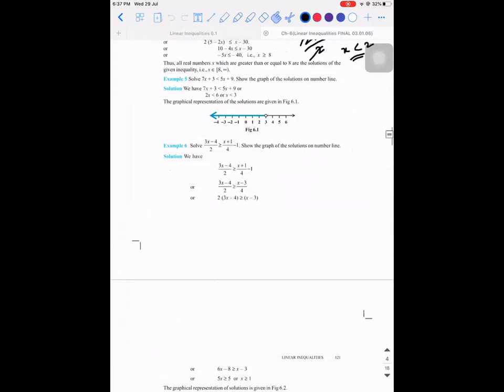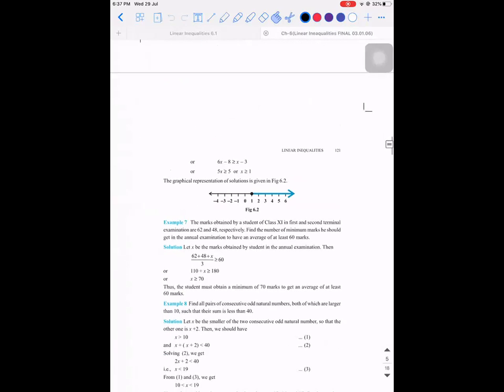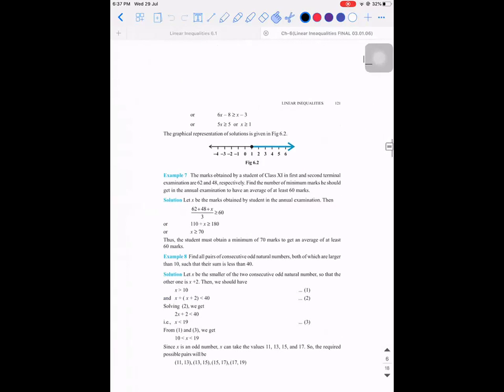So this is problem number what? X should be greater than or equal to 70. Right. Shall we go on to the next one? Yes, sir.